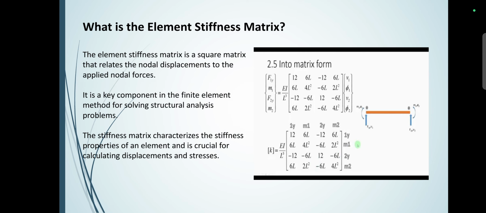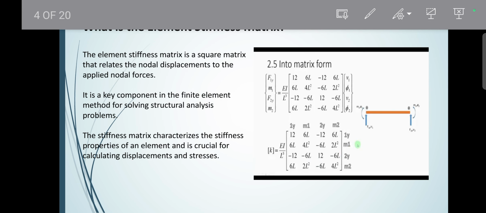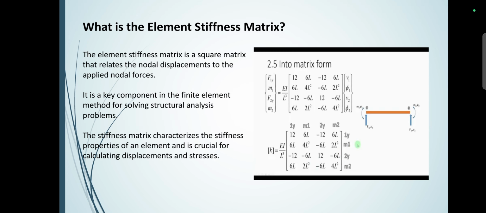What is an element stiffness matrix? The element stiffness matrix is a matrix that relates the nodal displacements to the applied nodal forces. It is a key component in the finite element method for solving structural analysis problems. The stiffness matrix characterizes the stiffness properties of an element, and it is crucial for calculating the displacements and stresses.